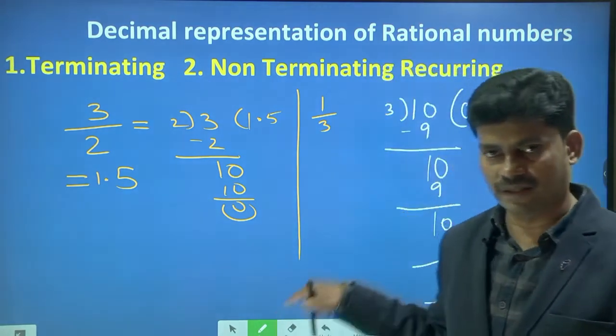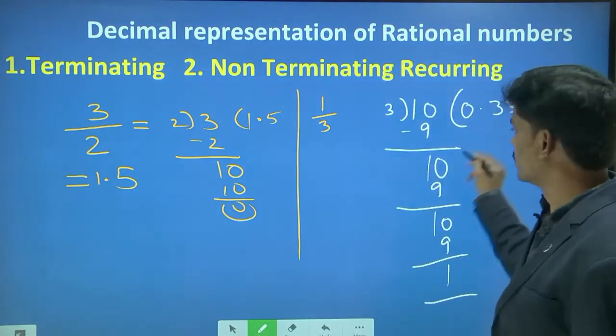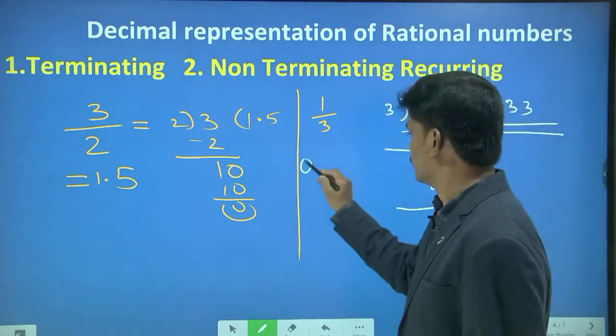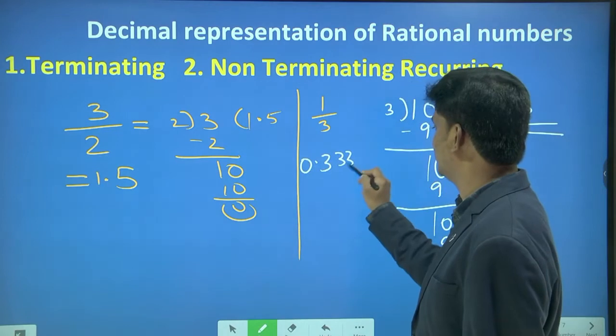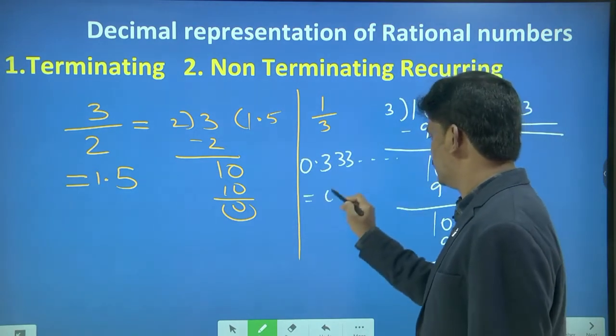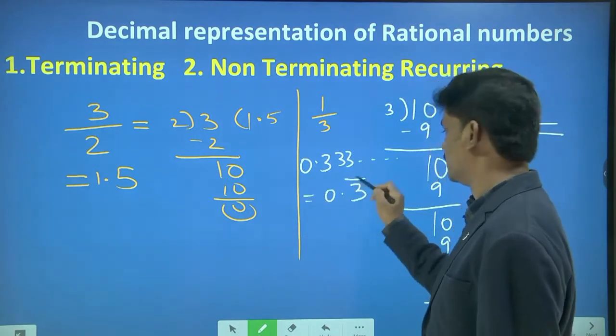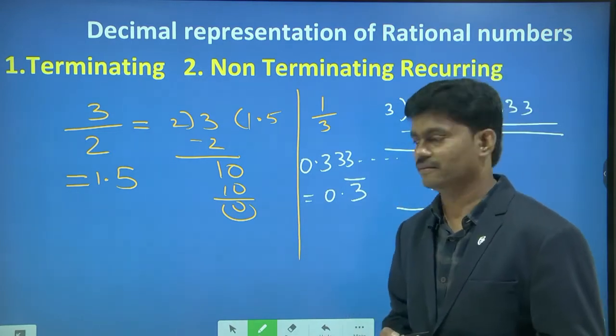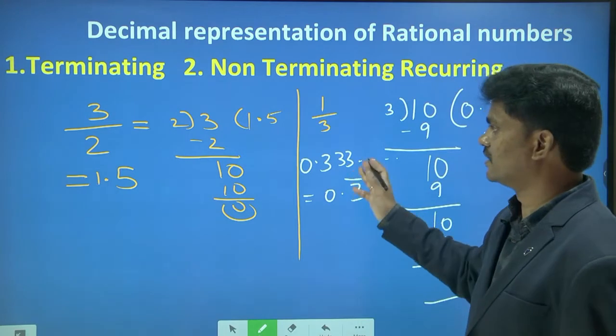So here remainder 1 is repeating. But in the quotient place, what is repeating? That is important for us. 0.333 and so on. 0.3 bar. So 3 is repeating. So this is a non-terminating recurring decimal.